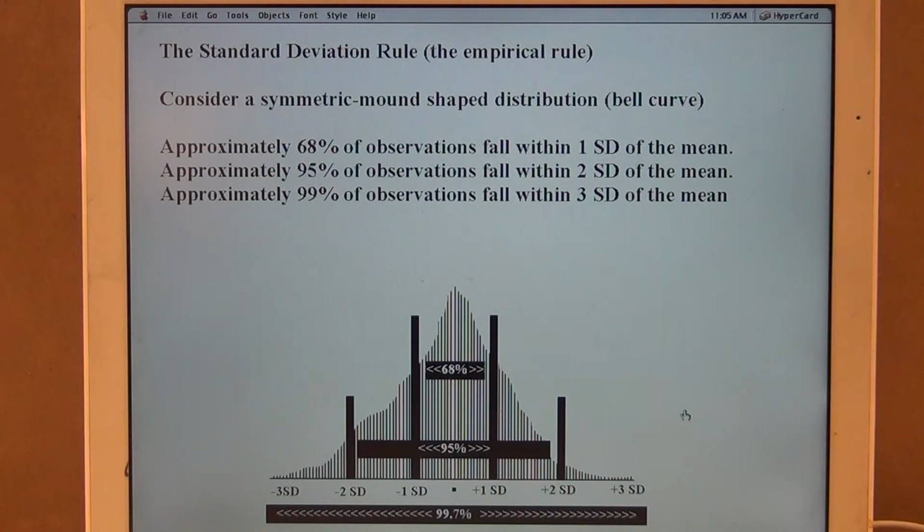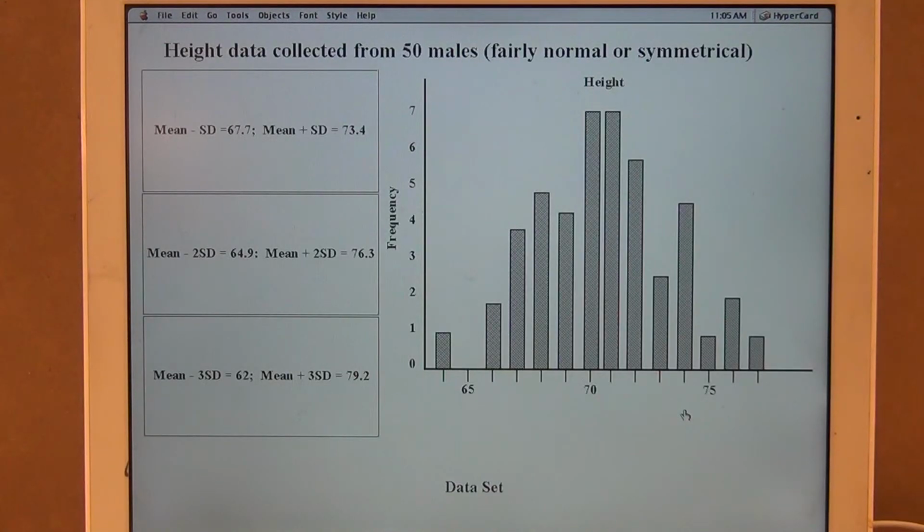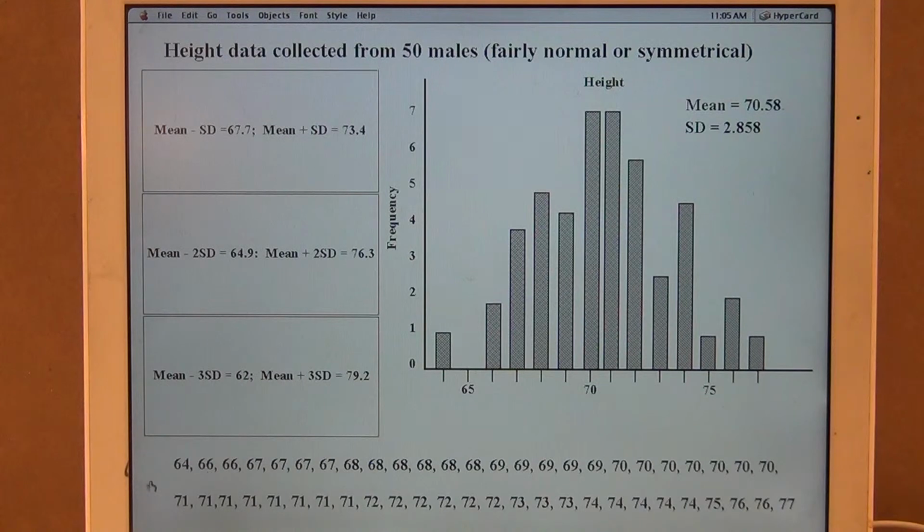Let's take a look at some applications of that. Here we have a data set. It's the height from 50 males, and the data set is fairly normal. Here is the actual data set right here at the bottom, and the mean of this data set is 70.58, and the standard deviation is 2.85.